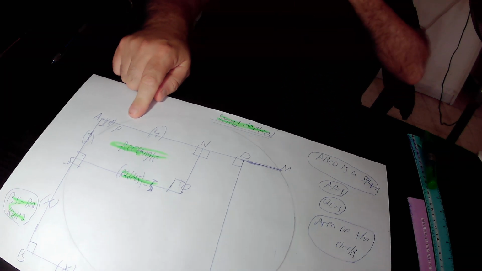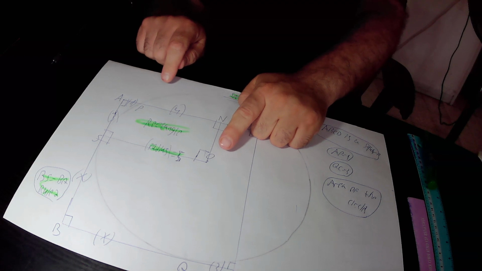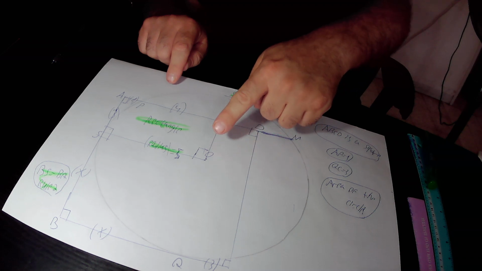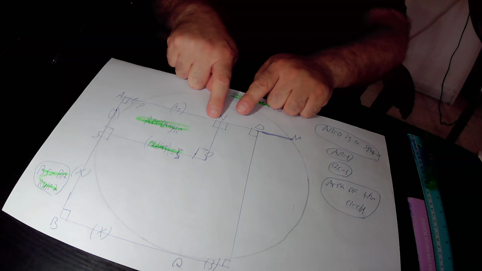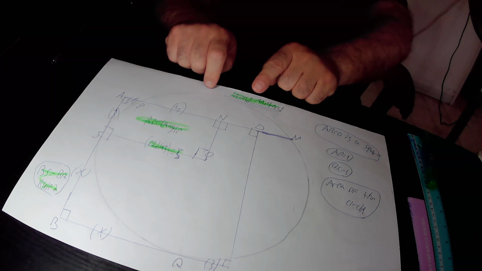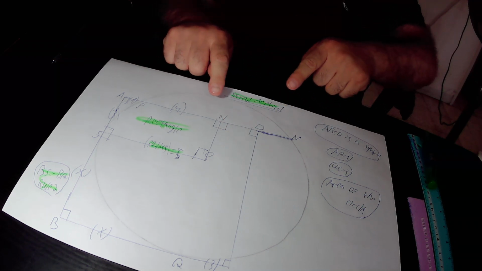In the next step we did the construction. From this point O, the center of the circle, we draw a perpendicular to chord PM. So this angle equals 90 degrees, and this angle also equals 90 degrees according to our construction. We define the touching point of the perpendicular from point O and chord PM. This point is point N.